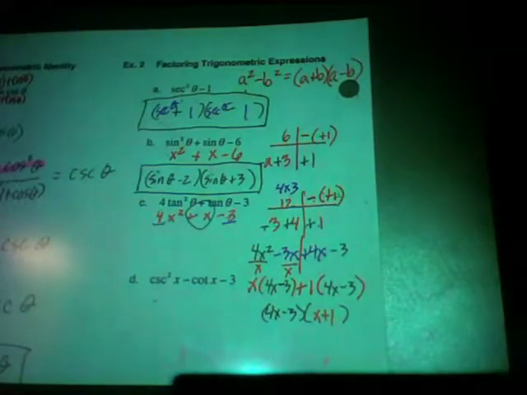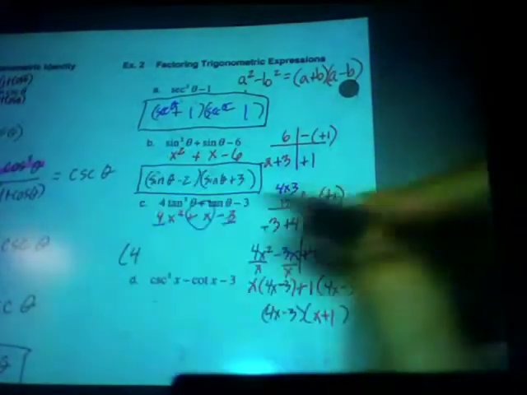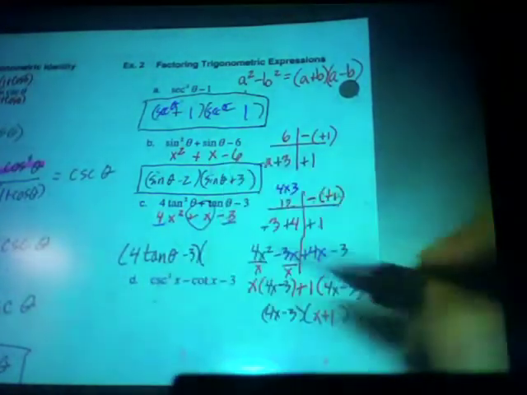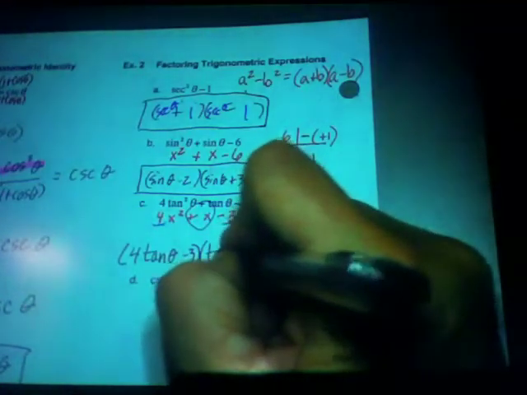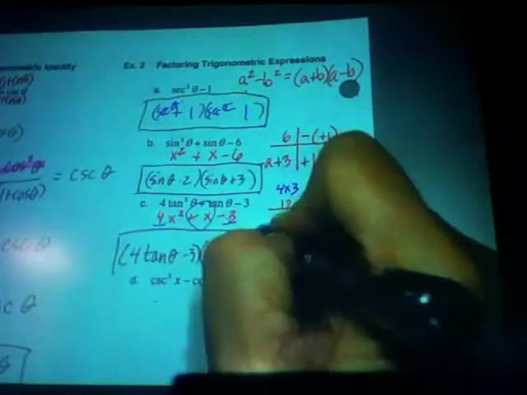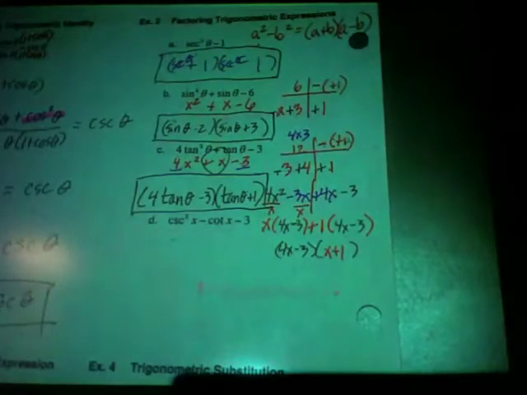So that was the fun one, right? So then, to factor this, we've got 4 times x. So we got 4 times, isn't our x tangent of theta? Minus 3. And then x is tangent of theta plus 1. So you ignore the trig until the very end. Are you done? Yeah.